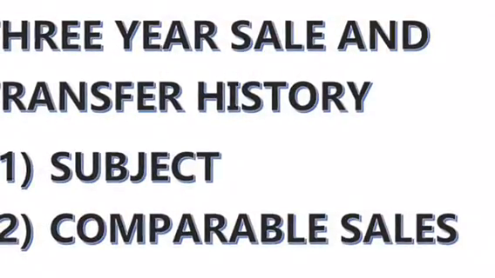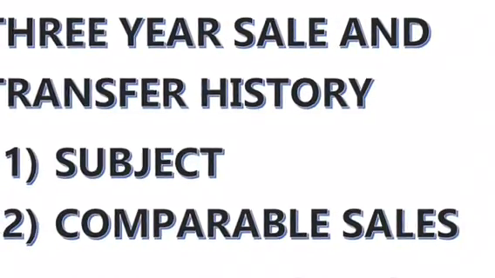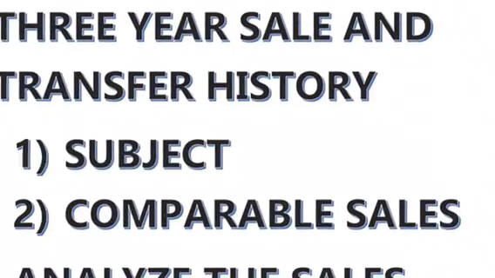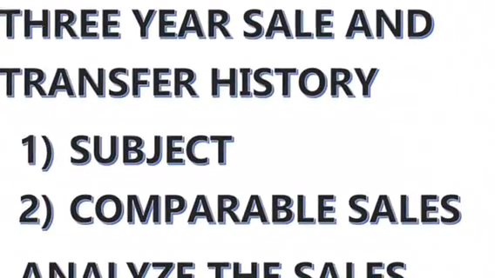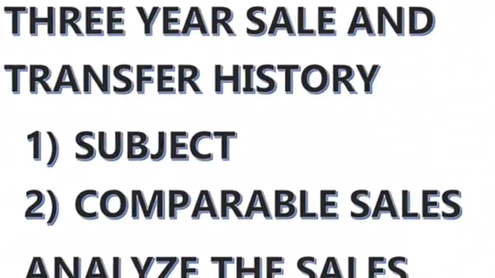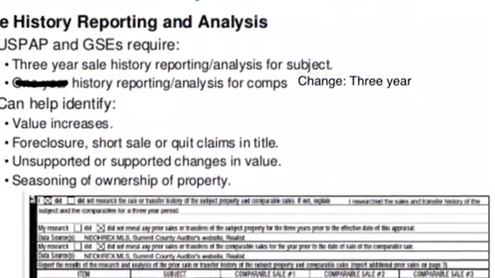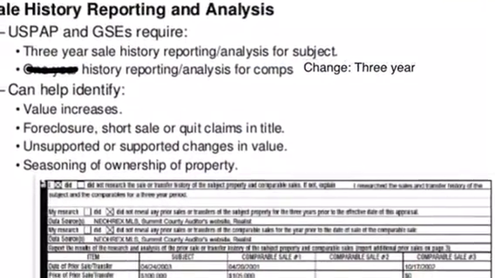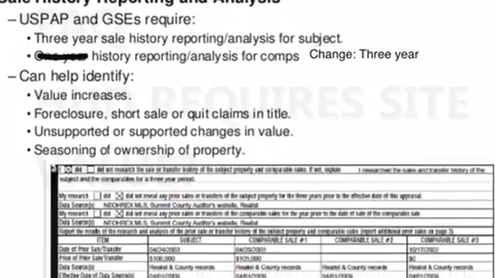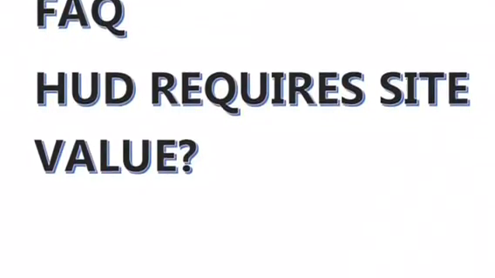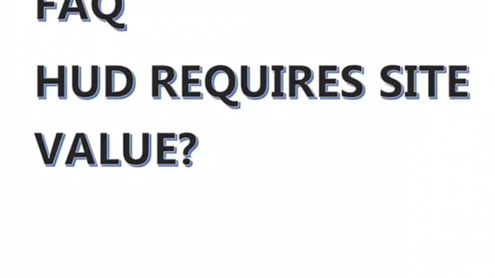Another change in the appraisal reporting process is that in addition to the subject's 3-year sale or transfer history, there is now a 3-year sale and transfer history for each of the comparable sales, with the requirement that each transaction be analyzed. There are a lot of common misconceptions about what is required by the appraiser for an FHA appraisal.